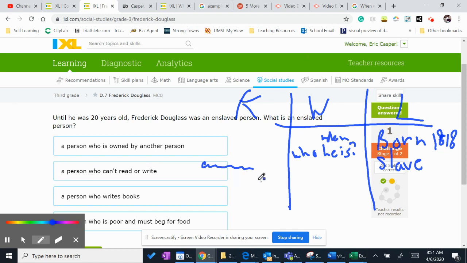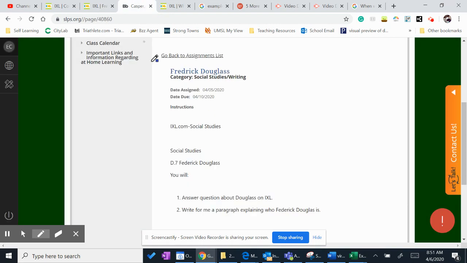So that is how we're going to be doing the social studies. And at the end, if we go back to our assignment here, it's D7 in social studies in IXL. We will answer questions on Douglass on IXL, and then you're going to write me a paragraph explaining who Frederick Douglass is. So if you have any questions, let me know.